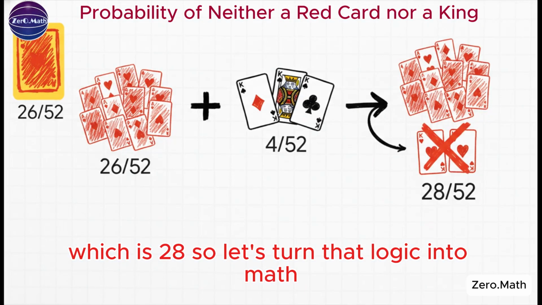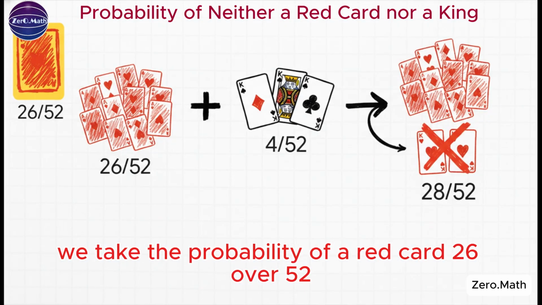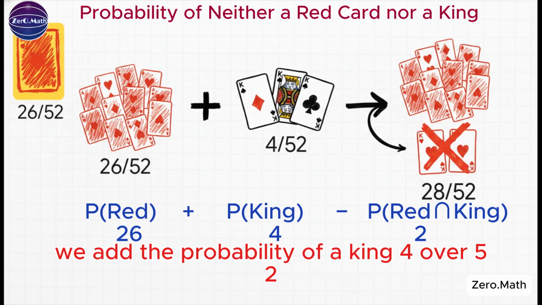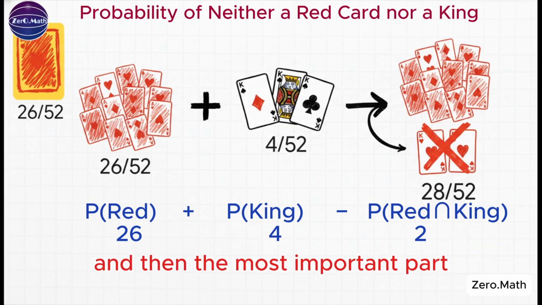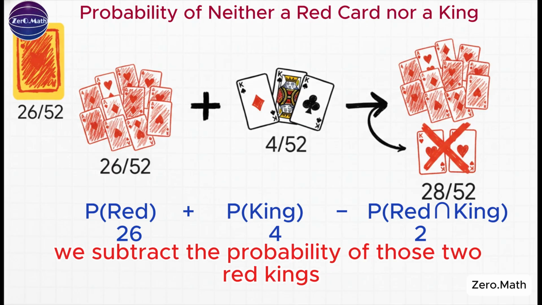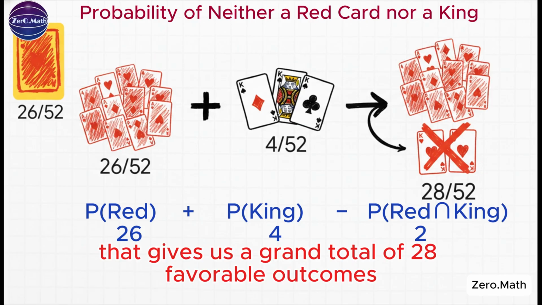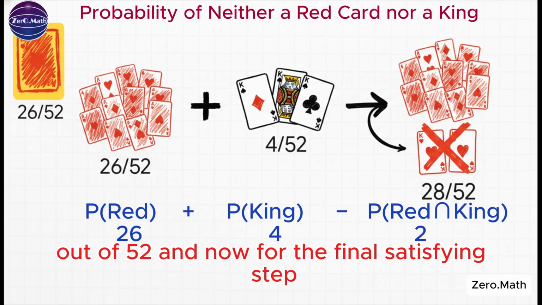So let's turn that logic into math. We take the probability of a red card, 26 over 52, we add the probability of a king, 4 over 52, and then, the most important part, we subtract the probability of those 2 red kings we double counted, which is 2 over 52. That gives us a grand total of 28 favorable outcomes out of 52.